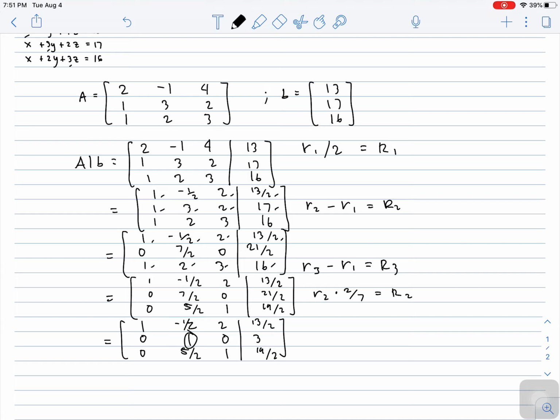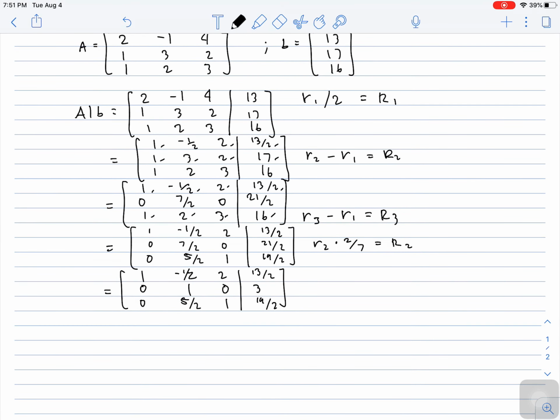Okay, so since the pivot is now 1, what's next is to make the other entries in this column 0. So let's start with the first row. R sub 1 minus negative 1 half multiplied by the pivot row. The pivot row here is R sub 2 because we are in the second column. The result is our new R sub 1.